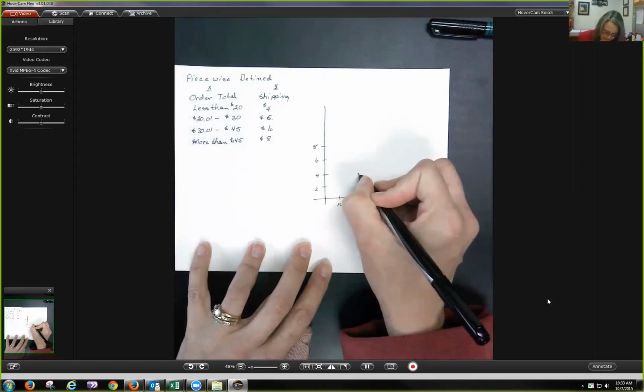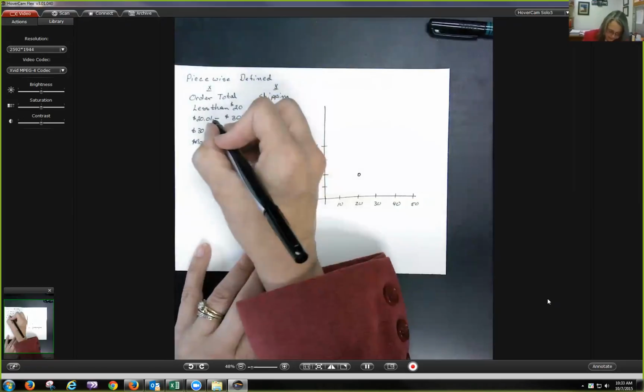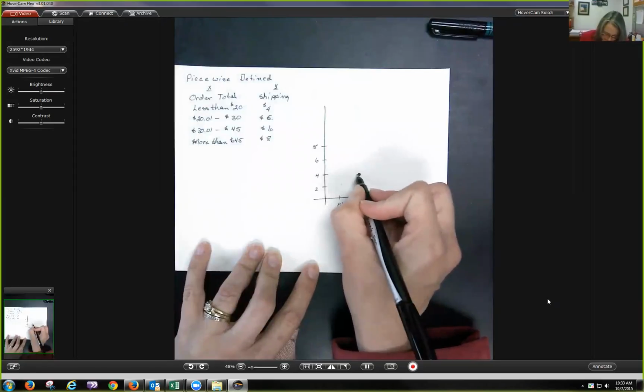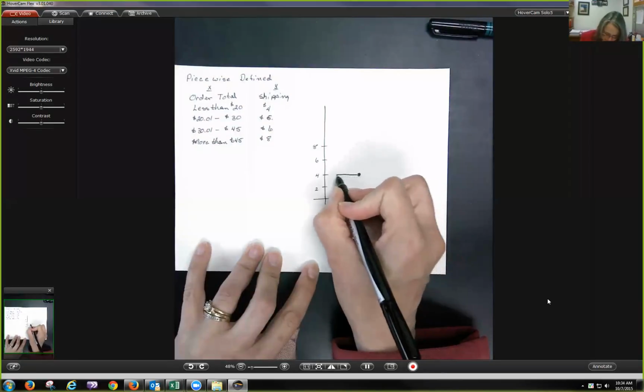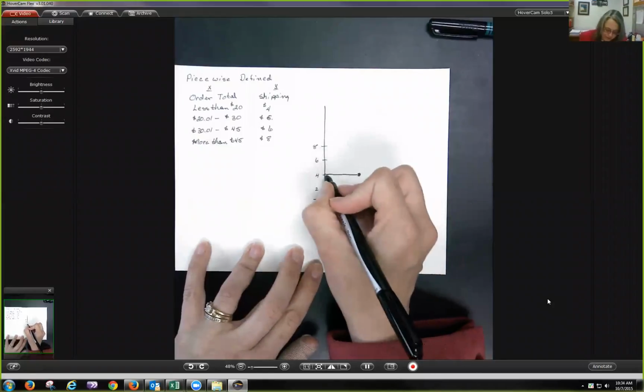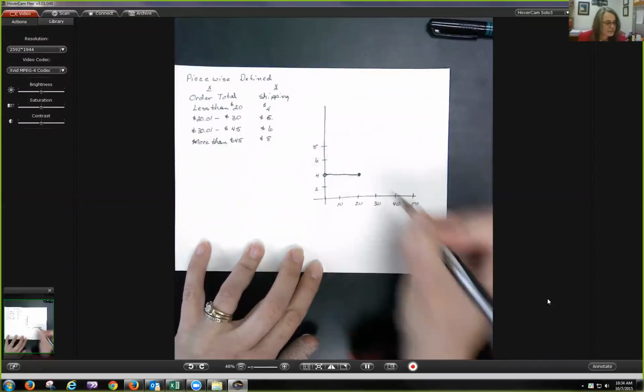and the way I wrote that, that's going to be strictly less than. I'm going to go ahead and make that filled in though. Then my shipping is $4. Now, am I going to have to pay if I don't order anything? No, so we'll put an open circle on the 0.